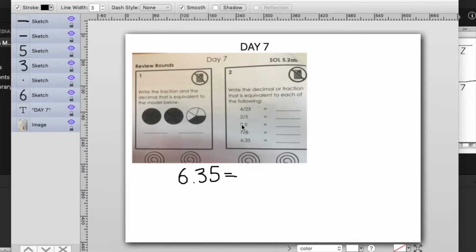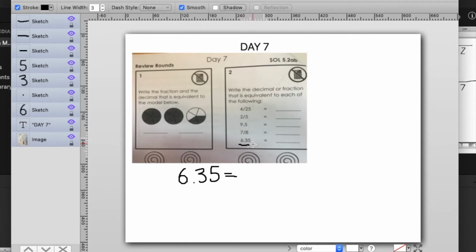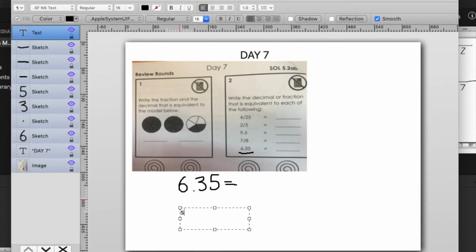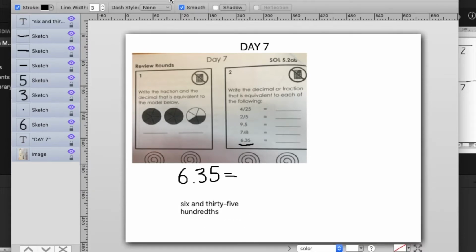Day 7, question 2. The only decimal we have left is 6.35, 6 and 35 hundredths. So we want to turn this decimal into a fraction. Well, let's read the decimal. 6 and 35 hundredths. Now wait a minute. We know how to write 35 hundredths as a fraction. Write it now and see if you get what I get.